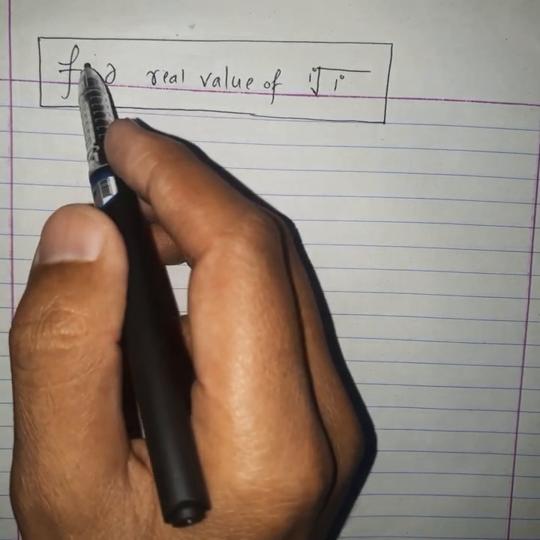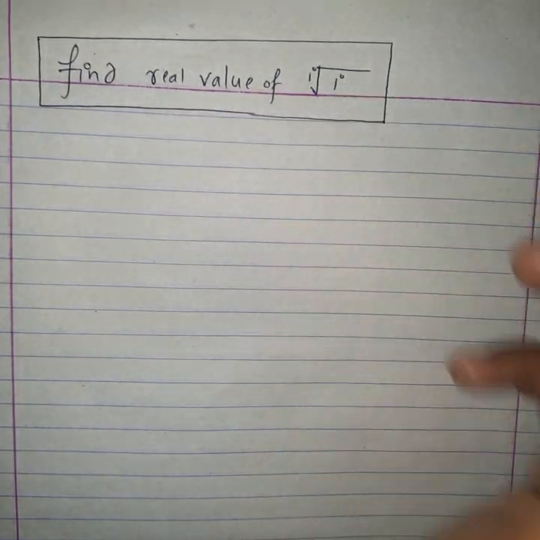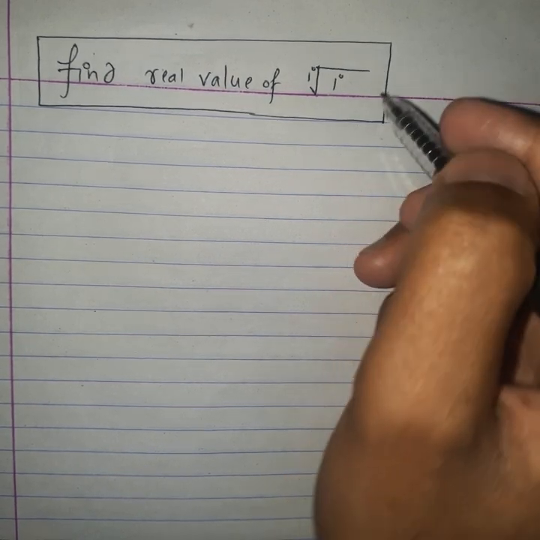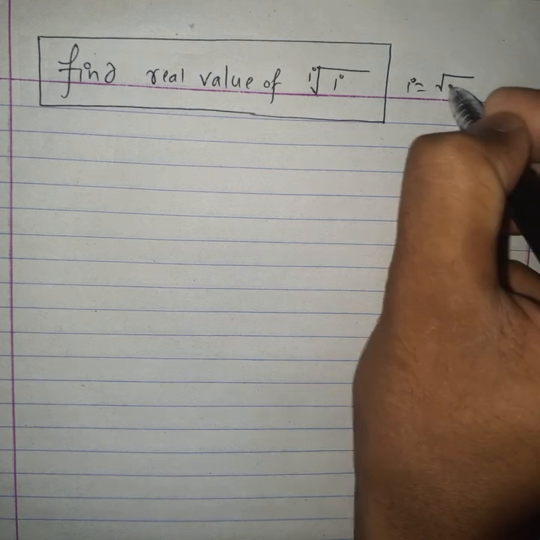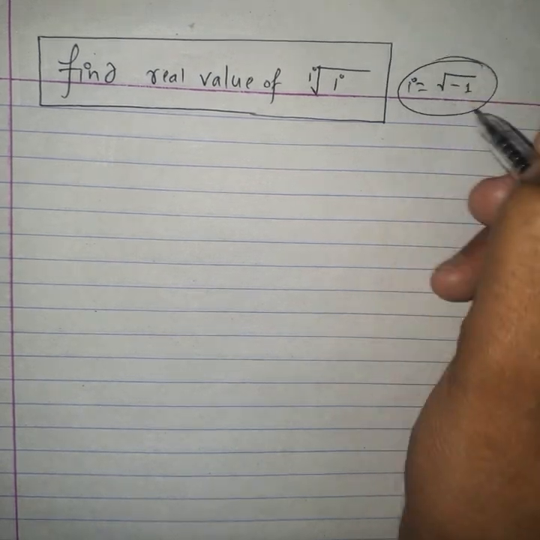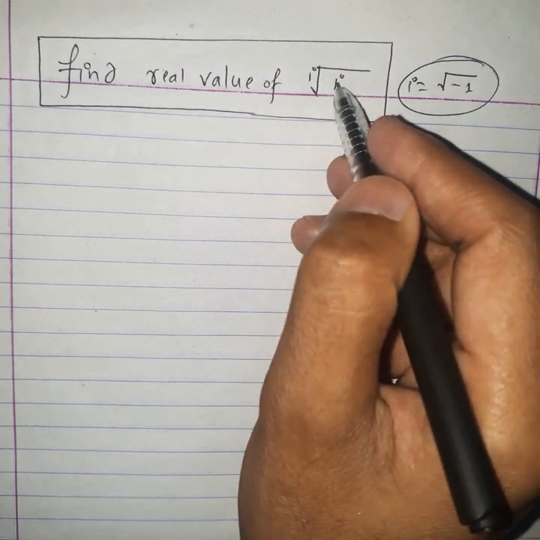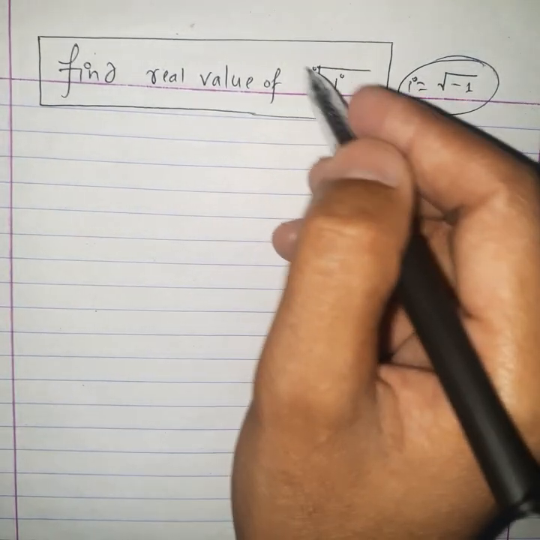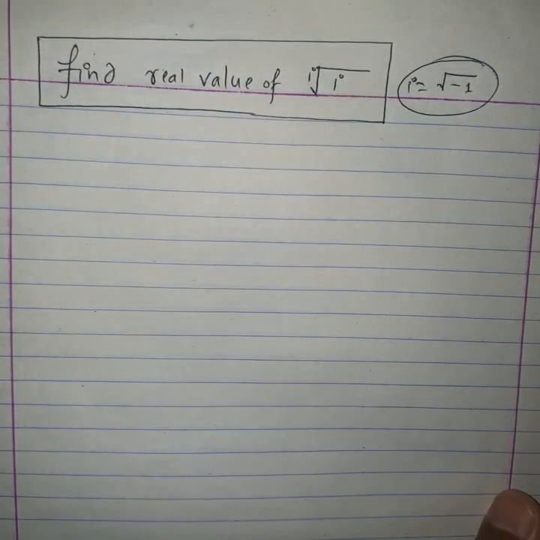Today's question is: find the real value of the ith root of i, where i is the imaginary unit. i is just the square root of negative 1, it is iota. The ith root of i. We are going to evaluate the real value solution of this expression.